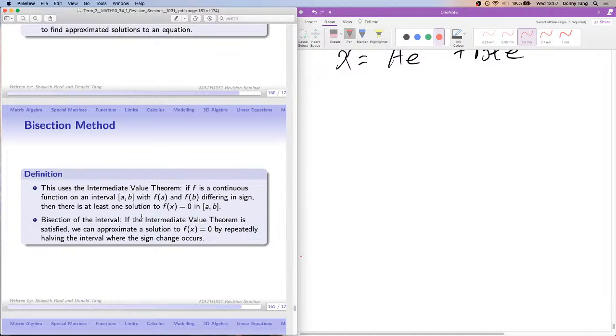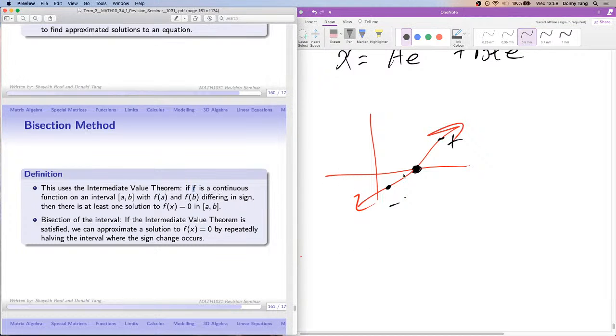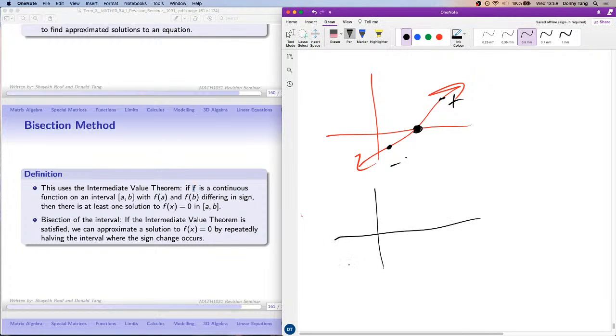If f is a continuous function on an interval [a, b], with f(a) and f(b) differing in sign, there is at least one solution. What it's saying is, if we have a function like this, and this is negative and this is positive, if they switch signs, there will be a root. That's pretty obvious: if they switch sides, it crosses the axis and there's a root. But when you're doing the intermediate value theorem, state that f is continuous, or you might lose a mark, because if f isn't continuous, the function might do this, right?